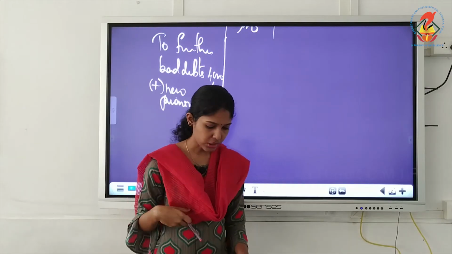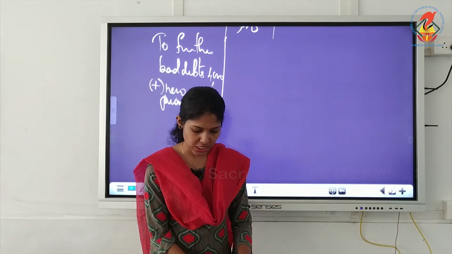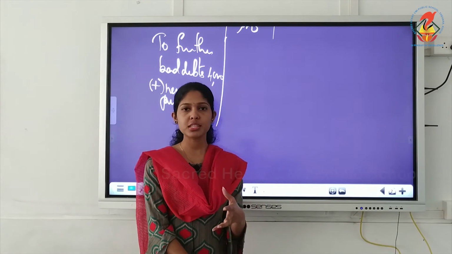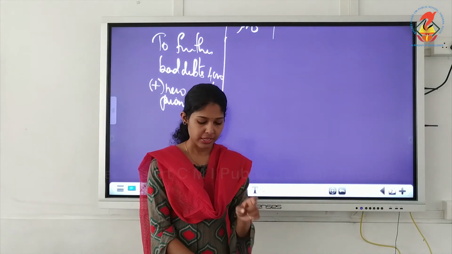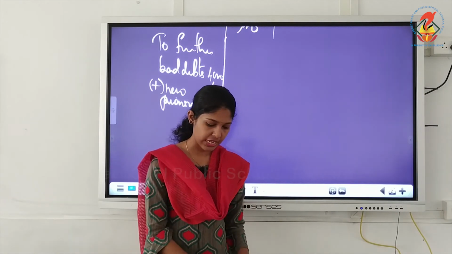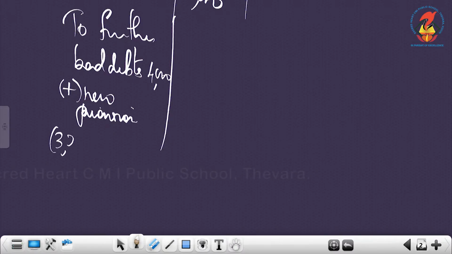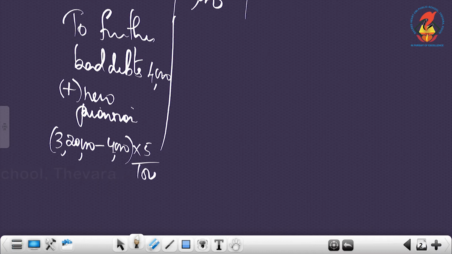Provision we have to compute at the rate of 5%, and you will always compute provision on debtors less further bad debts. So here debtors is 3,20,000. Directly don't compute on this, you have to deduct further bad debts always. Into the rate, 5%. So the provision will be 15,800. So outer column we can write now 19,800.